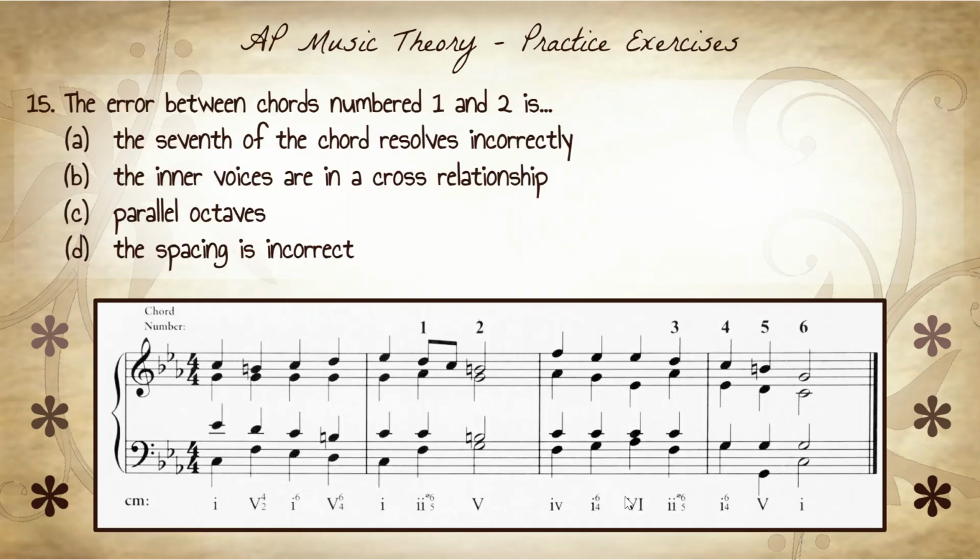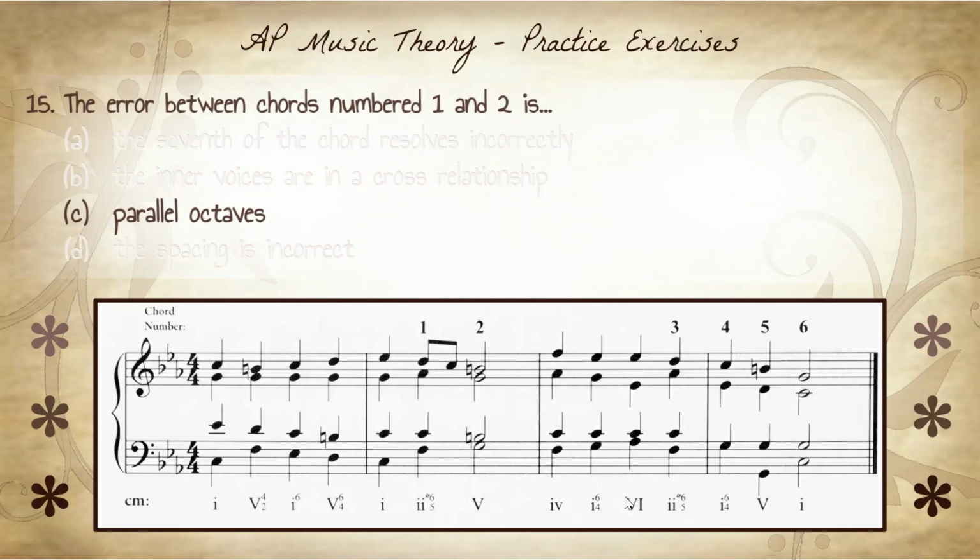Questions 15 to 20 refer to this excerpt. 15. The error between chords numbered 1 and 2 is A, the seventh of the chord resolves incorrectly, B, the inner voices are in a cross relationship, C, parallel octaves, or D, the spacing is incorrect. Correct answer is C. The error is parallel octaves between the soprano and the tenor. One great reason not to use non-chord tones in free response 5 or 6.